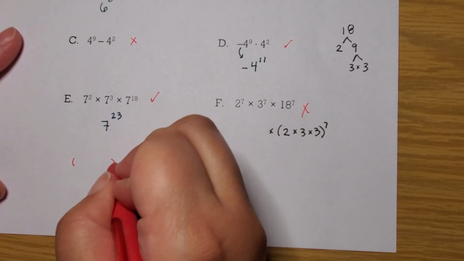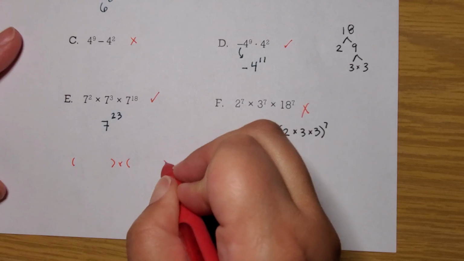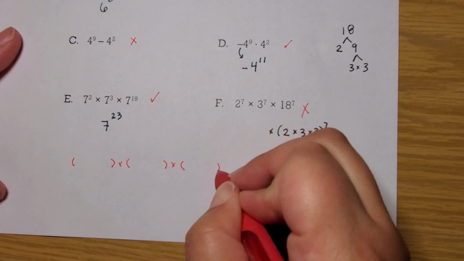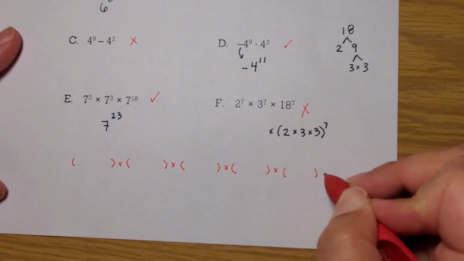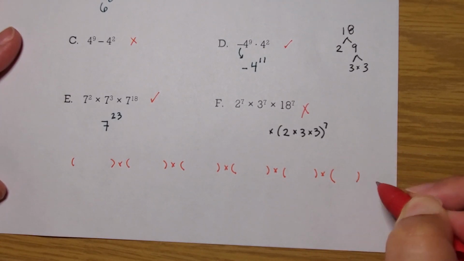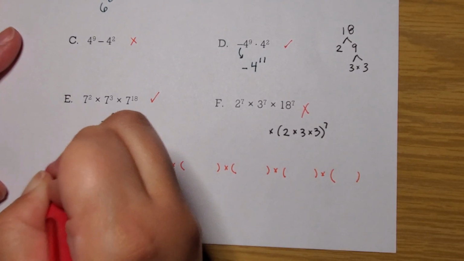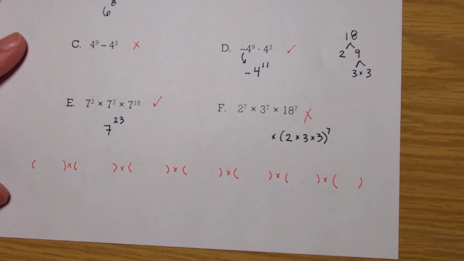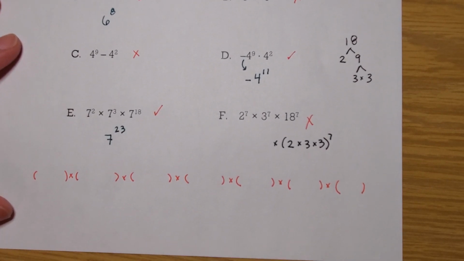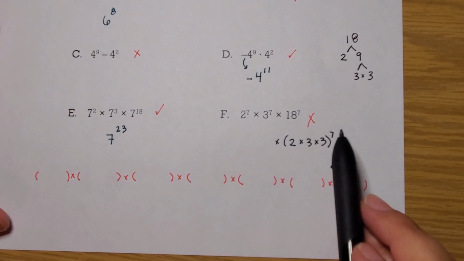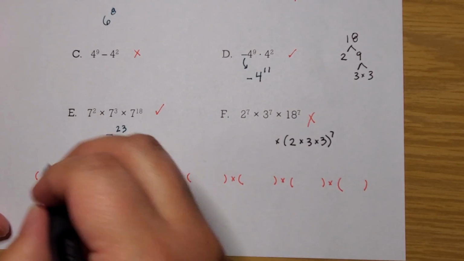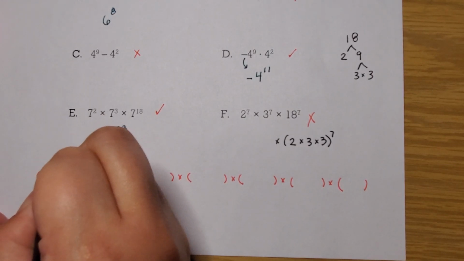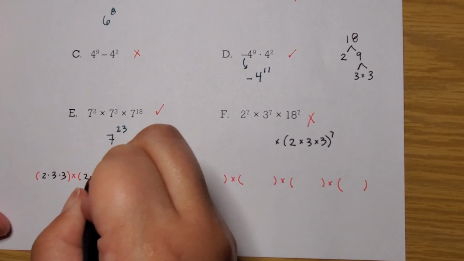So 1, 2, 3, 4, 5, 6, 7. I ran out of room. Okay, so we've got our 7 groups going. And in each of these 7 groups, we need to have 2 times 3 times 3. So 2 times 3 times 3 is going to be in each of these.